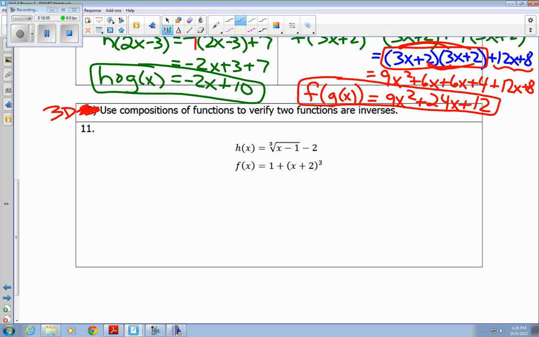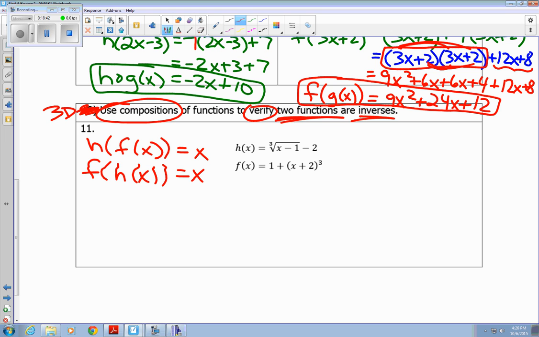We have to use compositions. You have to use compositions to verify that these two functions are inverses. So you're supposed to go h of f of x equals x and f of h of x equals x. So you're supposed to prove h of f of x, you simplify it down, becomes x, and that f of h of x equals x. Well, you're supposed to do both. I'm just going to ask you to choose one. Choose one of these. So just because it's on the bottom here, let's choose f of h of x.